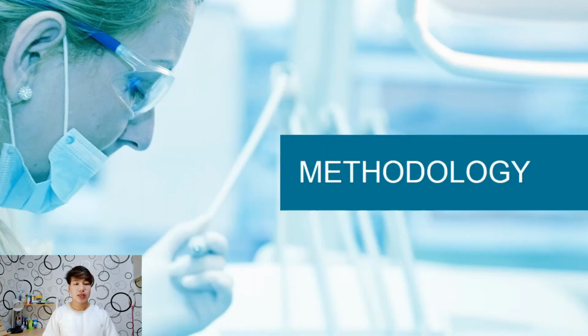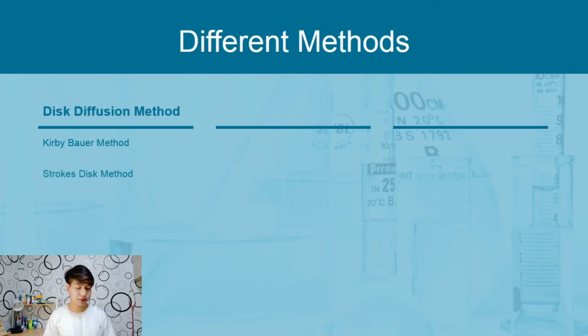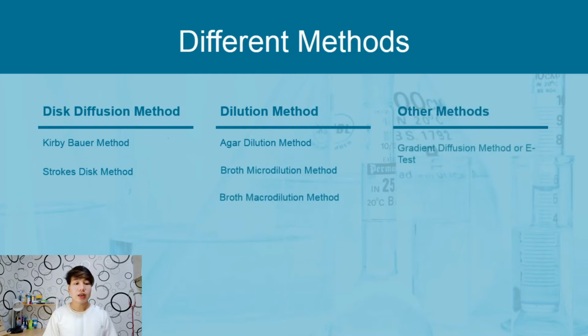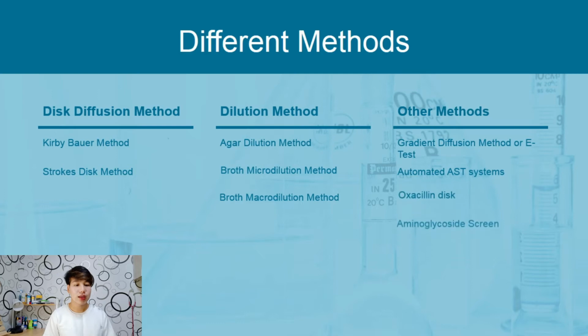Moving on to the methodology, in clinical laboratory, susceptibility testing is usually performed by either disc diffusion or dilution or MIC. So, here are different methods that can be utilized when doing AST. So first po is disc diffusion that can be classified as Kirby-Bauer method or Stokes disc method. Second is the dilution method that can be classified as agar dilution method, broth macro and micro dilution. Other methods include the following. So andito yung D-test, oxacillin disc, and lastly yung automated AST system.